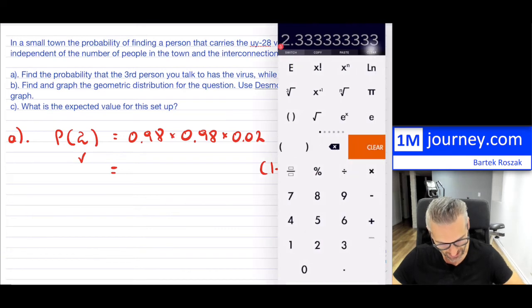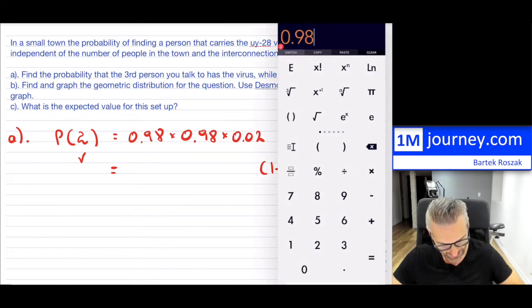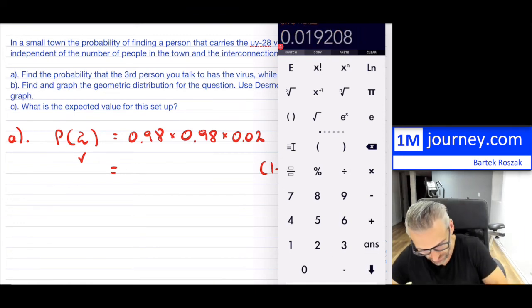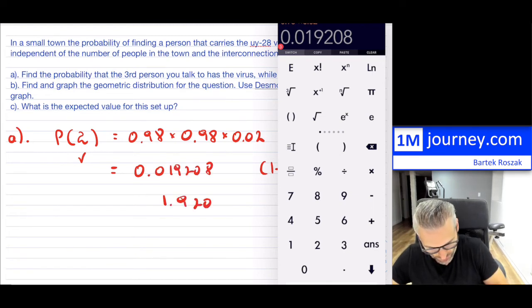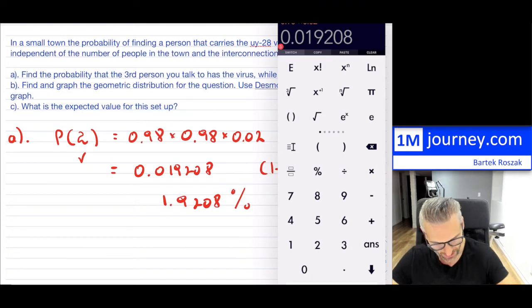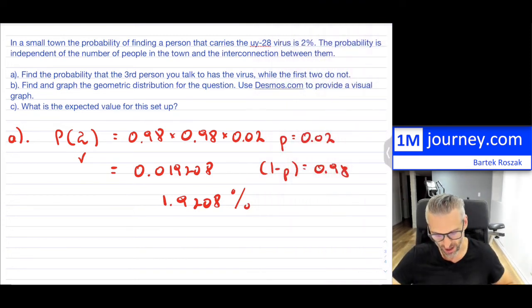Let's take out the calculator here. 0.98 to the 2 multiplied by 0.02. Okay, and it's very close to 0.019208, or just 1.9208%. That would have been the probability of that. All right, so that's the first part, part A.